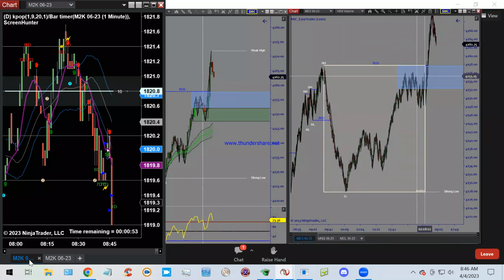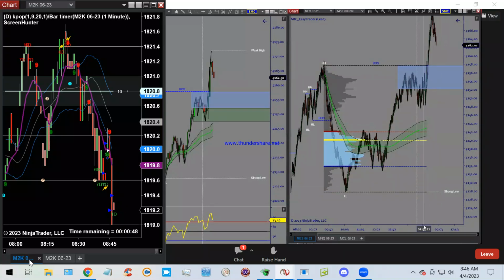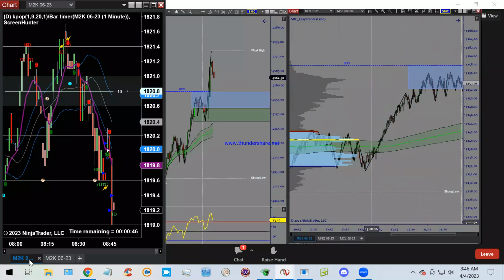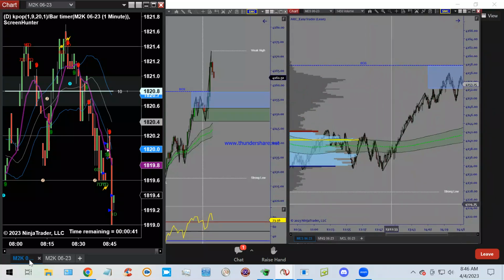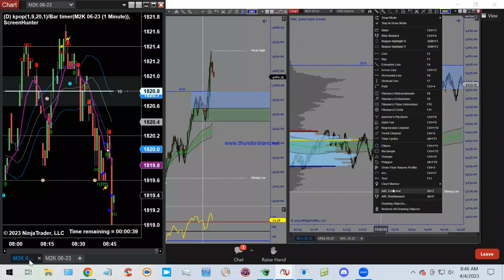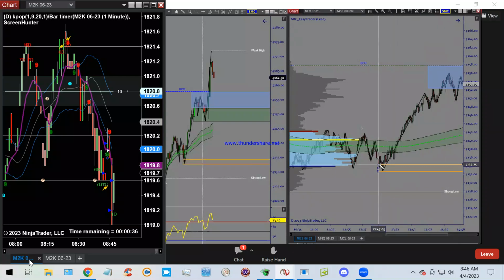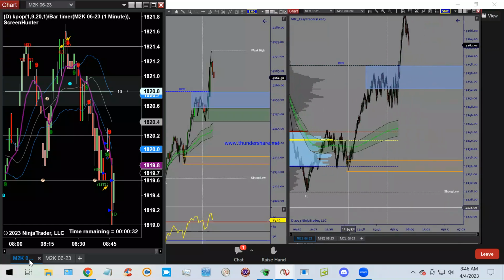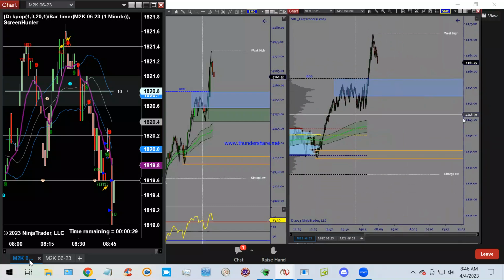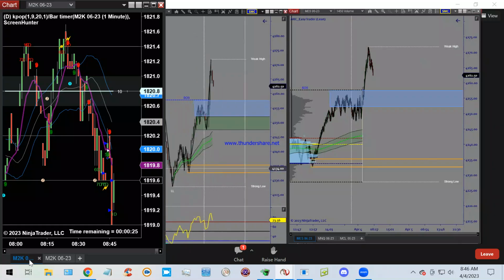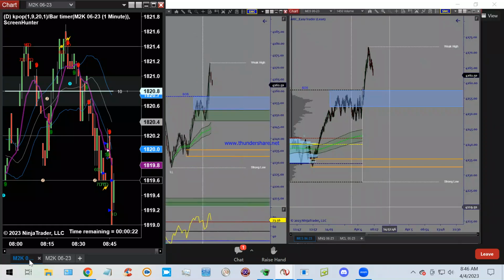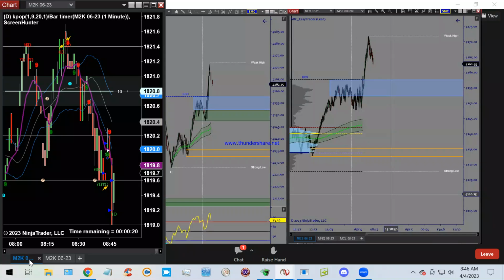Big rotation in here for an SMC order block. It's the last down bar at or below the value area low for that rotation. The inducement bar.